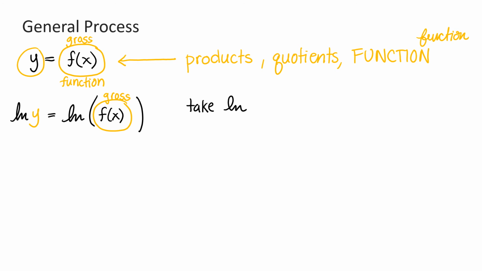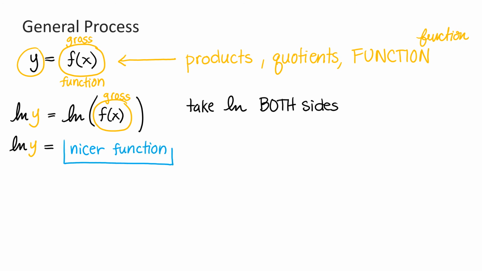Just be careful, you take the natural log of both sides of our equation. And then we can use log rules to simplify this a bit. So this will be equal to some sort of nicer function, where we use log rules to simplify. Or log properties to simplify. We call it all sorts of different things.